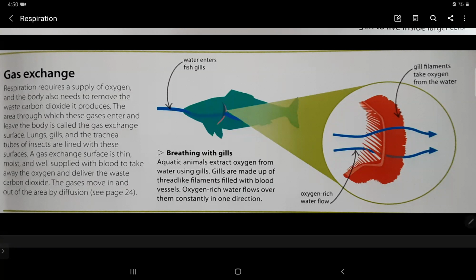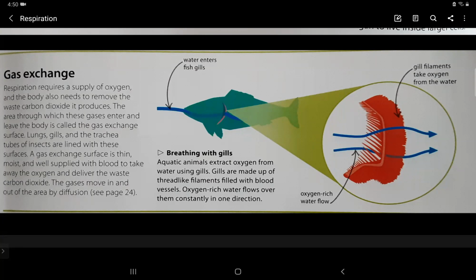Now, this is the page number which I will be telling you afterwards. Here it says that blood takes away the oxygen. Now, how does the blood take away the oxygen? Yes, the hemoglobin reacts with the oxygen and only takes the oxygen and leaves the carbon dioxide and the other gases.